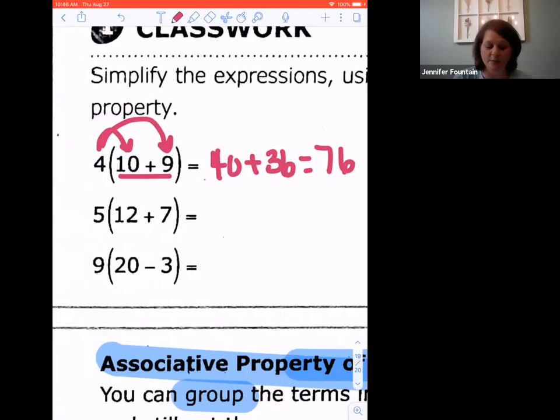Same thing with 5 times 12 plus 7. 12 plus 7, again, is 19. 5 times 19, I'm not real sure about. But 5 times 12 is 60, and 5 times 7 is 35. So then I can add those together, and I get 95.